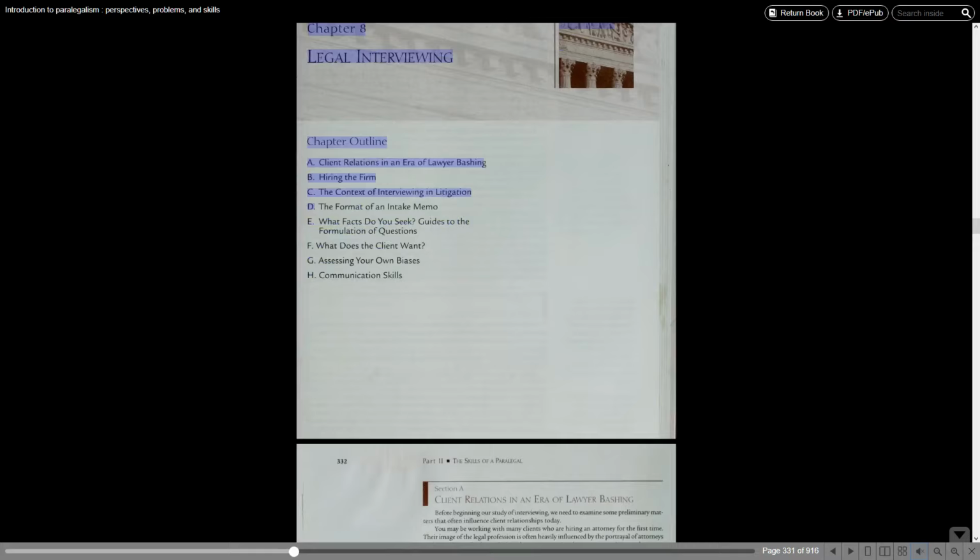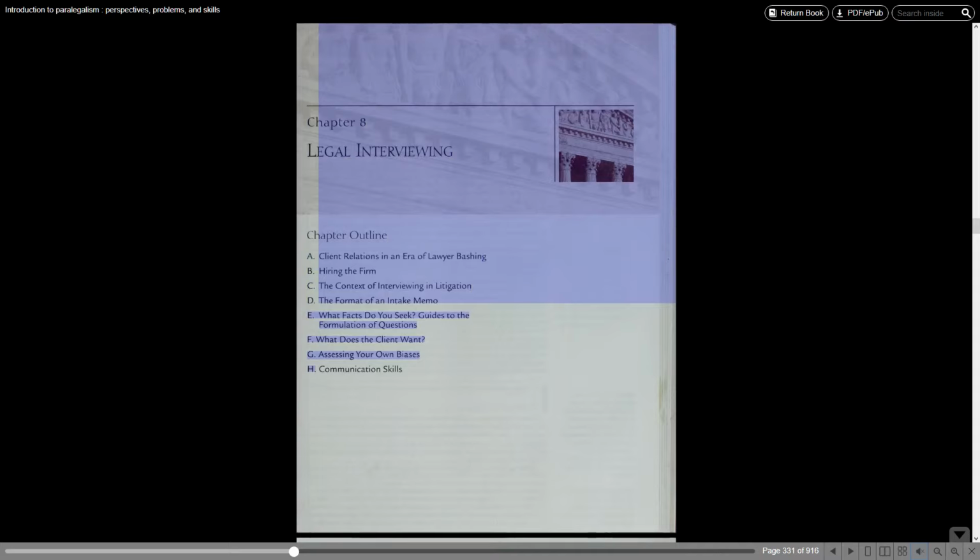Chapter 8, Legal Interviewing, Chapter Outline. A. Client Relations. In an era of lawyer bashing, be hiring the firm. C. The context of interviewing in litigation. D. The format of an intake memo. E. What facts do you seek? Guides to the formulation of questions. F. What does the client want? G. Assessing your own biases. H. Communication skills.